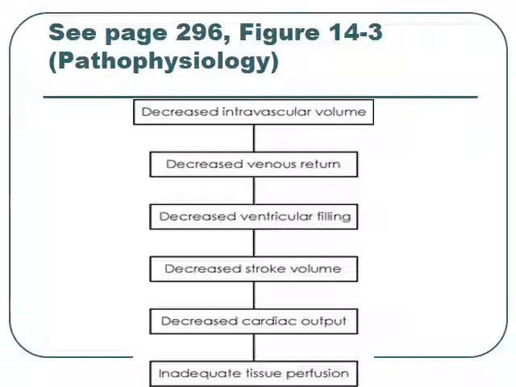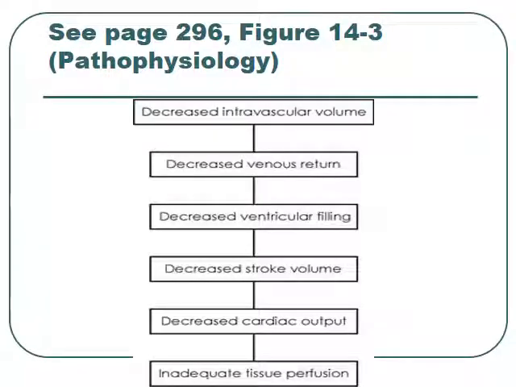Due to the low volume, I'm not going to have the venous return that I once had, so I have a decrease in the venous return. Because my venous return is down, I'm going to have a decrease in ventricular filling. Because the filling is low, it will cause me to have a decrease in stroke volume. If my stroke volume is low, I will have a decrease in my cardiac output, because remember, my cardiac output is my stroke volume times my heart rate. And if I do not have sufficient cardiac output, then I will not have sufficient tissue perfusion.